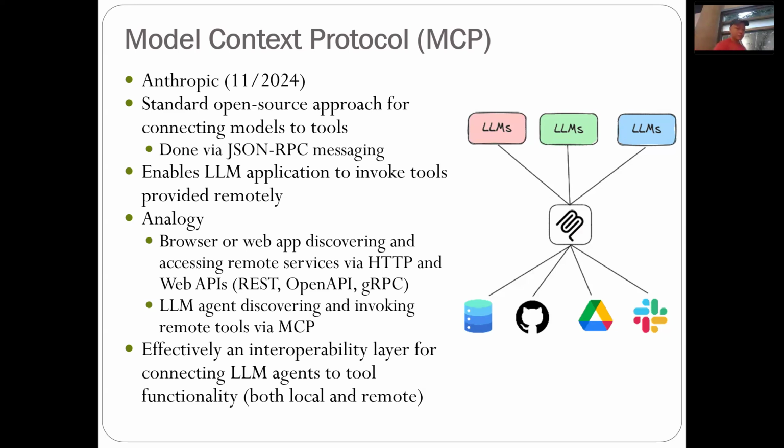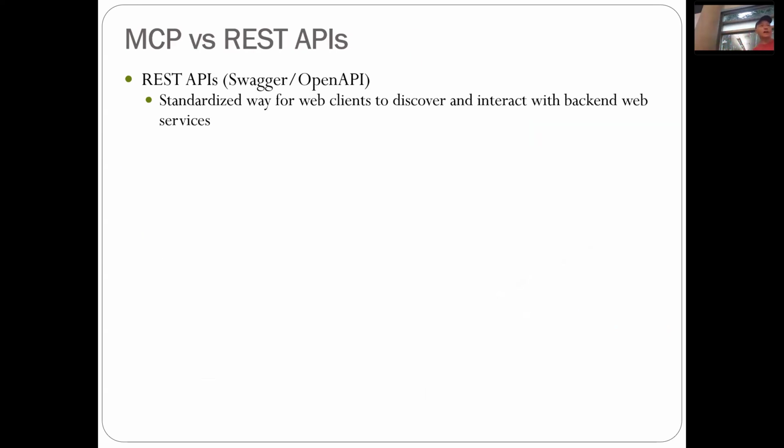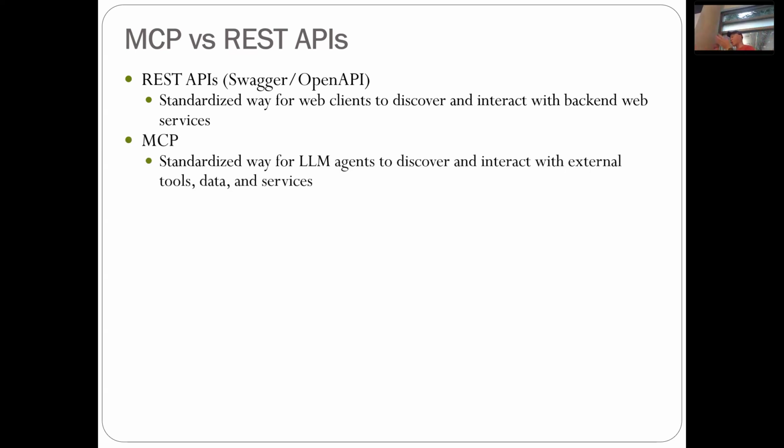Okay, for those of you who know about REST APIs, the way they got standardized and specified was through Swagger and OpenAPI. You specify what your API does and how to leverage all the functionality of the API. And then all the code for accessing that API can be automatically generated. That's the benefit of Swagger and OpenAPI. We're going to do the same thing for MCP. That's basically what MCP does. It's a standardized way for LLM agents to discover and interact with external tools, external data, and external services over this protocol. It's doing the same kinds of operations.